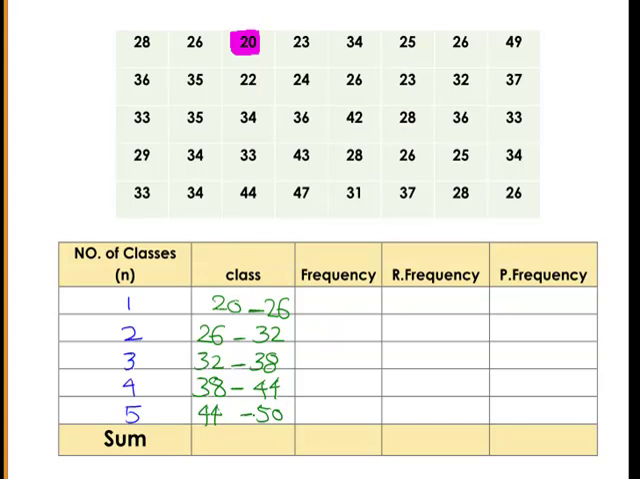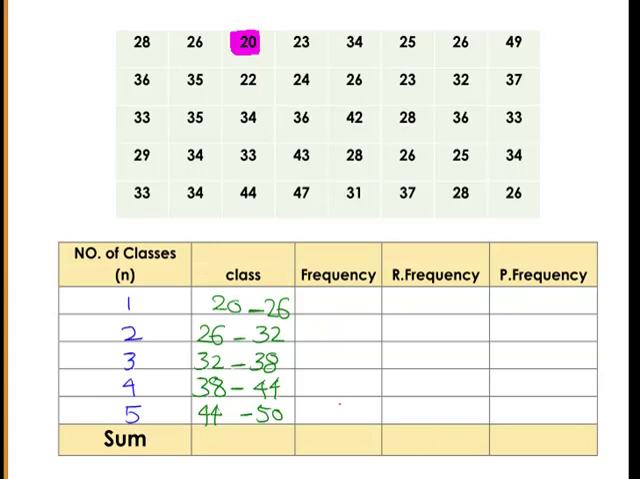Now, I want to find the frequency. The frequency means how many numbers we have in this range. Okay, let's consider the first class. It's from 20 to 26. I want to know how many numbers I have from 20 to 26. But be careful that I cannot count the upper limit. So it's less than 26, but not equal to 26. Why is that? Because I'm going to group it again in the second class. So 26 will be in the second class. And the same thing for 32: I'm going to count 32 in the third class, and so on.